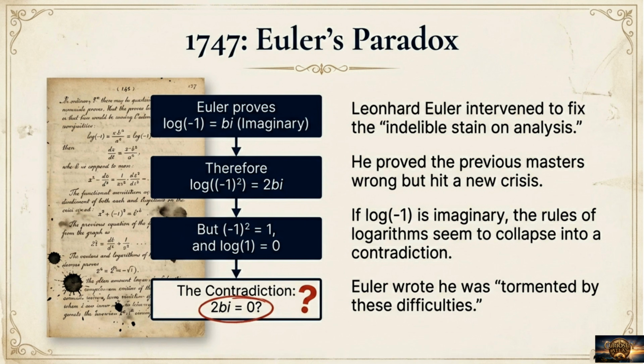In 1747, Leonhard Euler intervened. He proved the masters wrong by showing log -1 is imaginary. Yet, this led to a new crisis, Euler's paradox, where the rules of logarithms suggested 2 i equals 0, a clear contradiction. Euler was tormented by these difficulties.